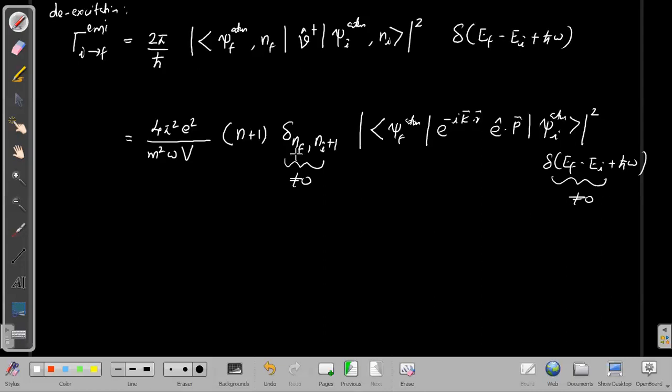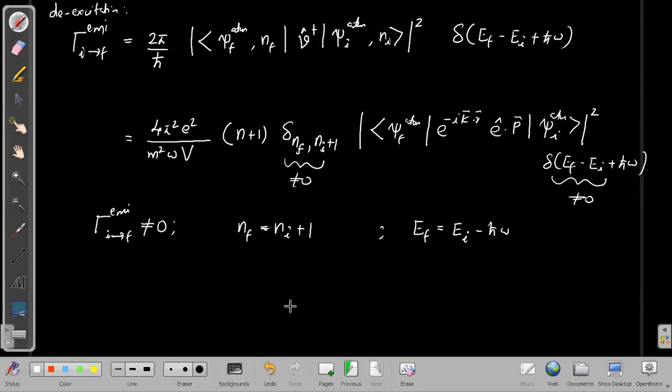Okay, so first of all, in order to get a non-zero value for this Kronecker delta function, in order to get non-zero emission, the first condition is that nf must be equal to ni plus 1. That is, the number of photons in the final state must be the number of photons in the initial state plus 1. The other condition is that Ef, the final energy, must be equal to Ei minus h cross omega.